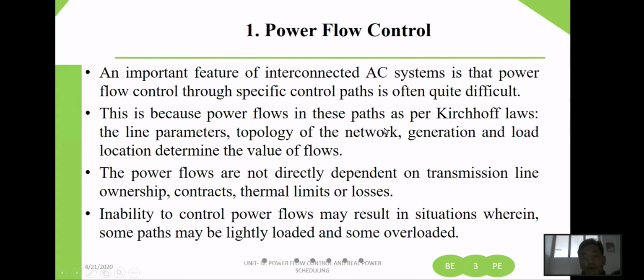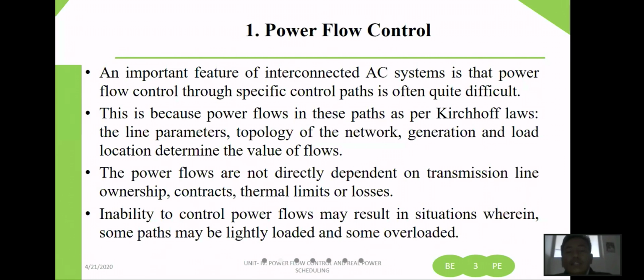Now, under power flow, why do we have to control the power flow? Normally power flow control becomes a very important feature of an interconnected AC system. If there is an interconnection, it becomes very important to control the power flow, because area 1 and area 2 are interconnected. We have to see how much power has to flow from area 1 and how much from area 2. Then we have to control it, right?